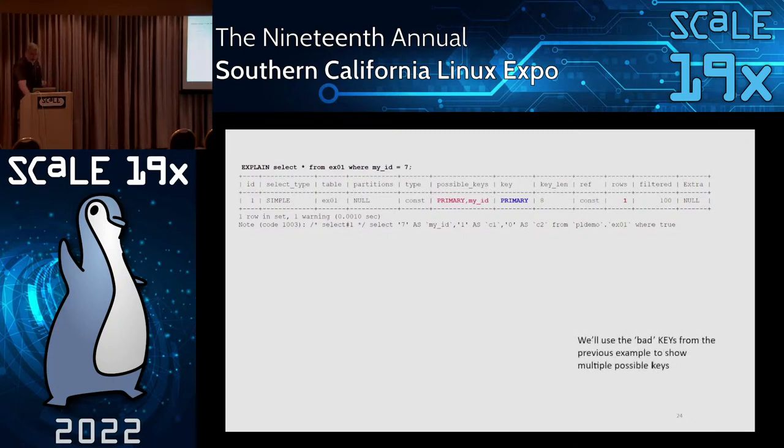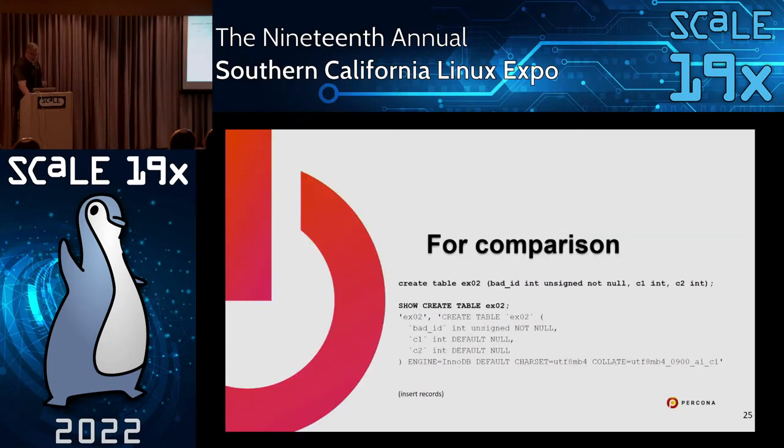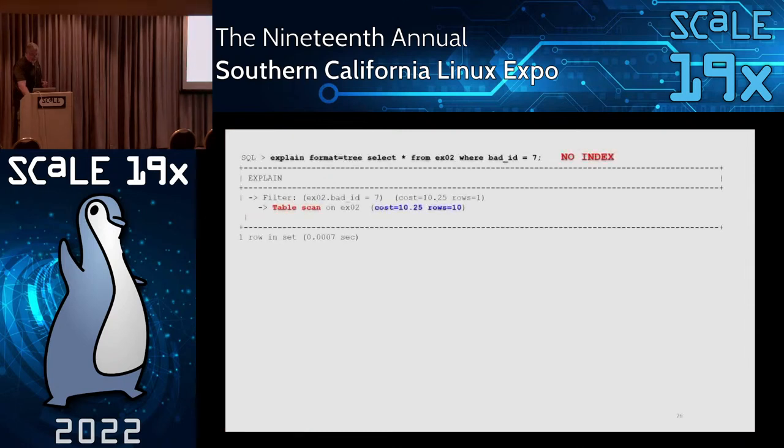Now we're going to use the bad keys from the previous example to show some multiple possible keys. So now for comparison, let's create another table. It looks pretty much the same. The only difference is that we have the int unsigned, not null. But in this case, we don't have an index on there. So when we go to look for record number 7, we have to do a table scan. The table scan means we have to read the first record to the last record to find the one we want.